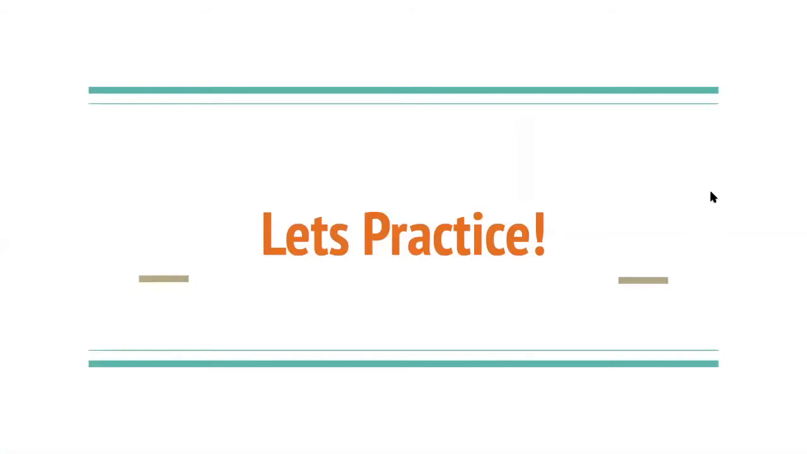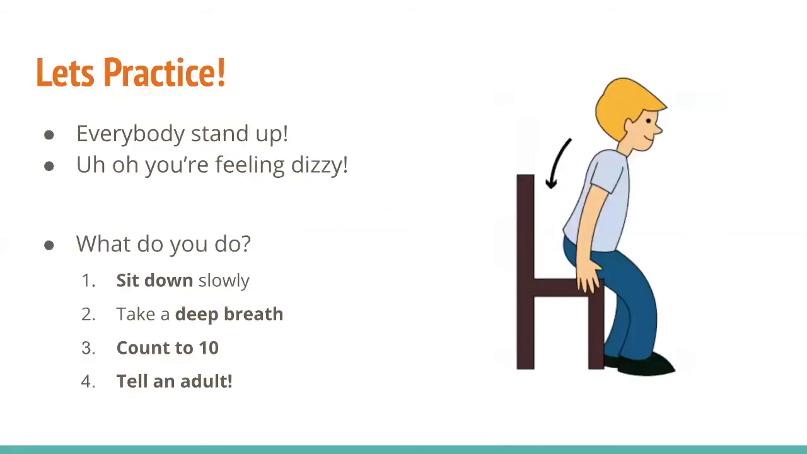Now, let's practice these 4 steps. Alrighty, so I'm going to have everybody stand up for me. Everyone standing up? All right. Uh-oh, so you stood up and now you're starting to feel dizzy. What do you do? First, you sit back down nice and slowly. Next, take a deep breath. Now I want you to count to 10. Ready? 1, 2, 3, 4, 5, 6, 7, 8, 9, and 10. Good. Now, if your dizziness is going away, I want you to tell an adult.